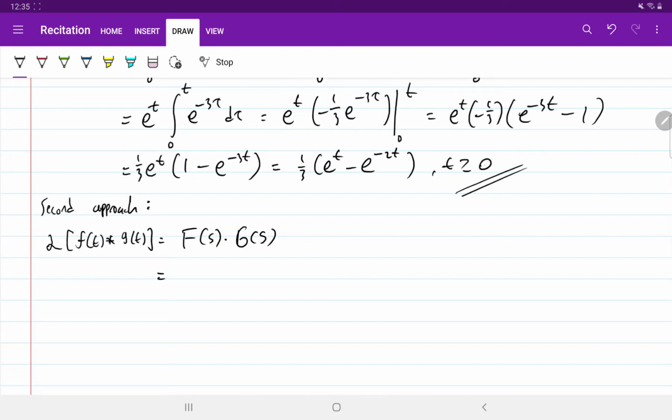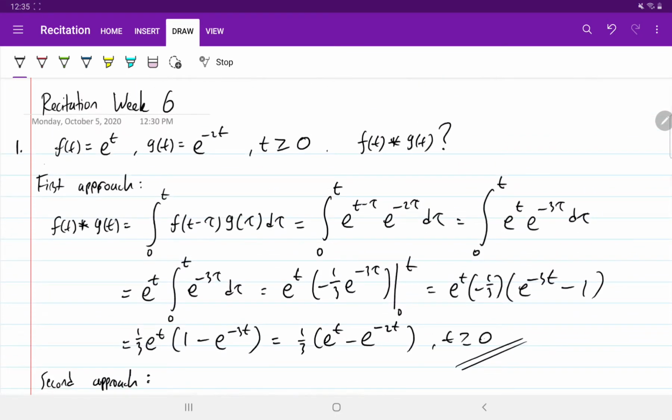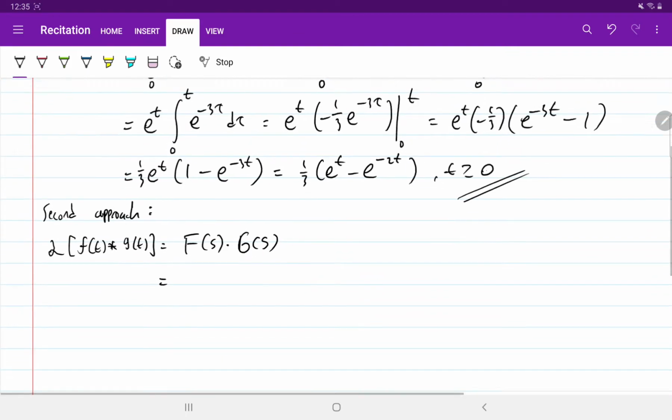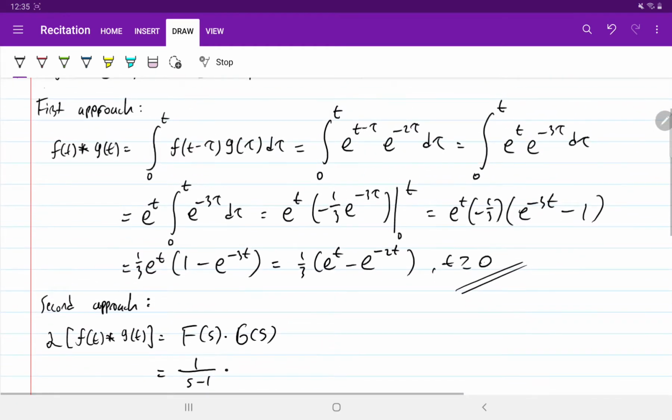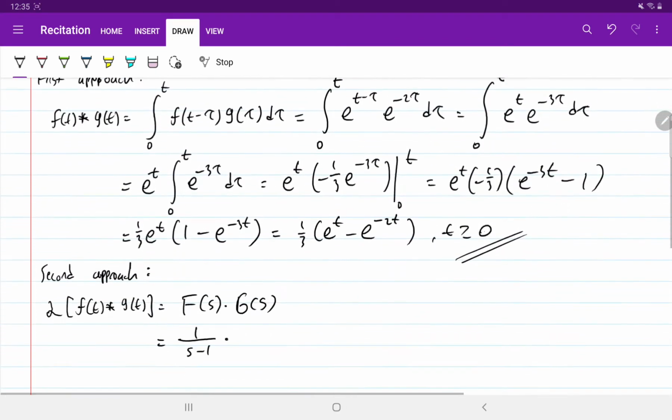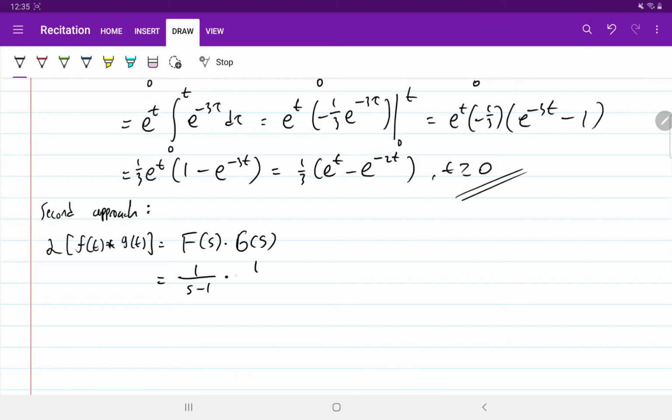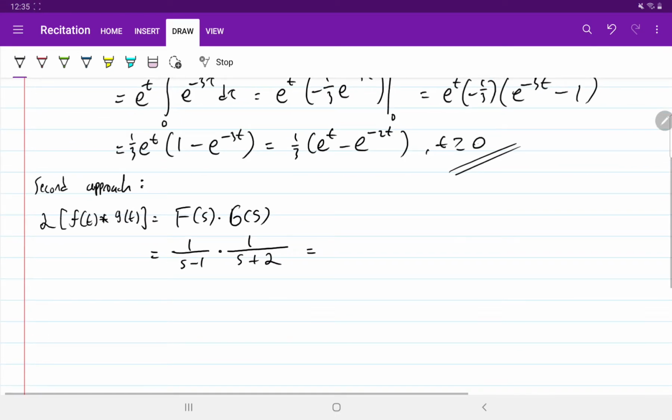We know that since f is e^t, then F(s) is of course 1 over s minus 1, and g(t) is e^(-2t), so the Laplace transform is 1 over s plus 2. Okay, and then we need to use partial fraction expansion. We should find the coefficients a and also b.